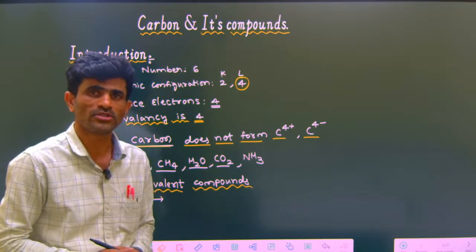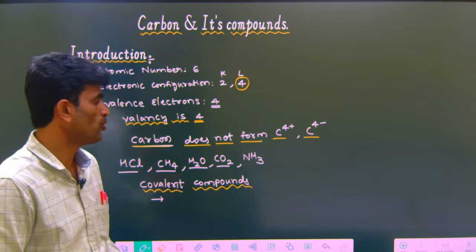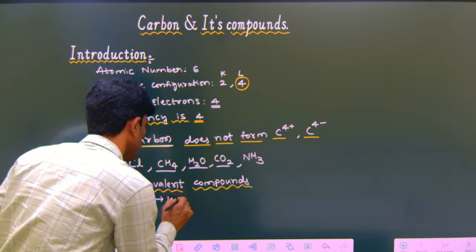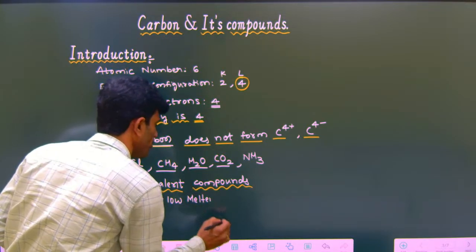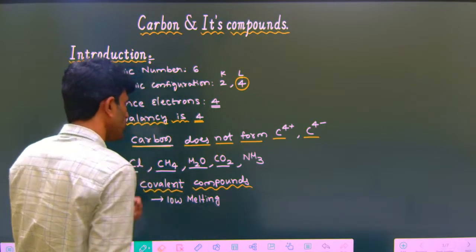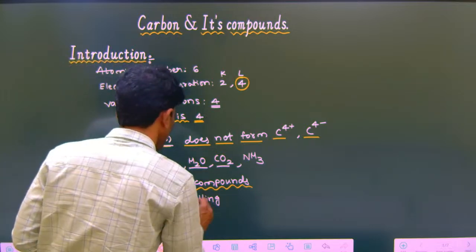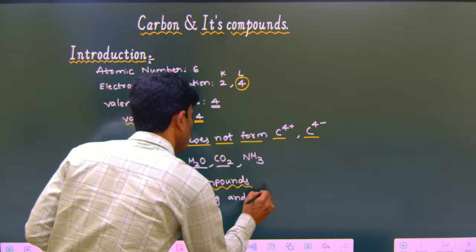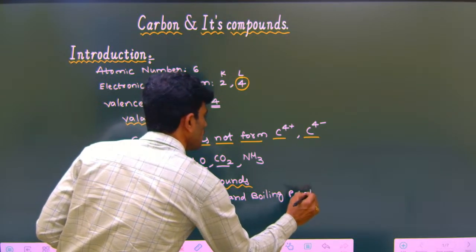Covalent compounds have low melting and boiling points. First point: these will have low melting and boiling points. Why? Because their intermolecular forces are very weak compared to ionic compounds. Low melting and boiling points, this is one property.